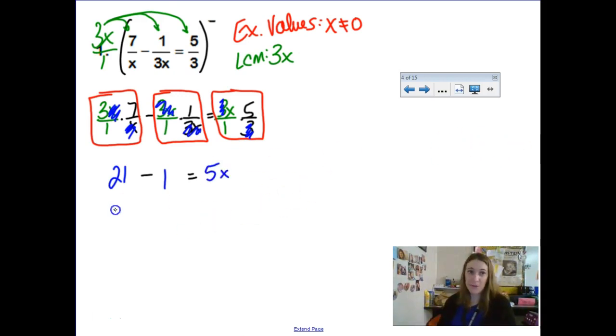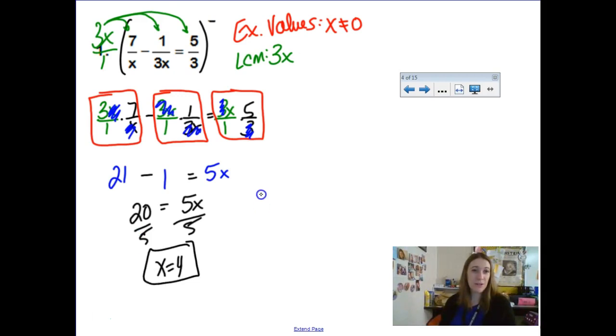Now I have a very easy equation to solve. So I have 20 equals 5x, and then x equals 4. And the only last minute thing I have to check is whether 4 is going to be an extraneous value because it was excluded at the beginning of the problem. It's not 0, so that means this is a good answer. We're going to keep it. Alright, so that's the idea.